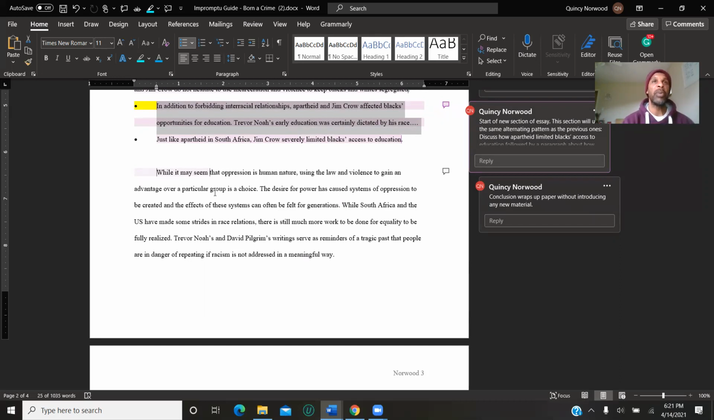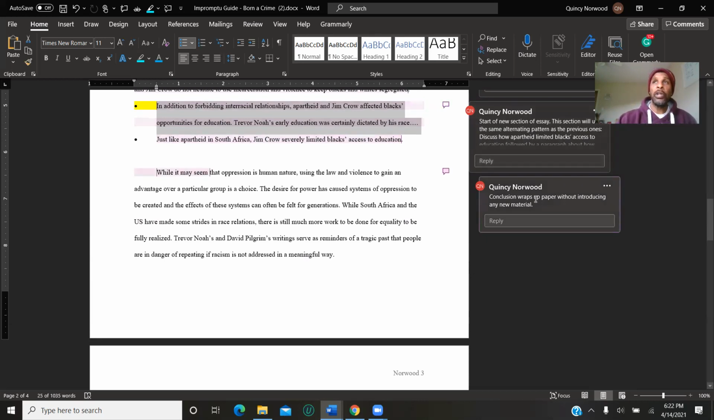While it may seem that oppression is human nature, using the law and violence to gain an advantage over a particular group is a choice. The desire for power has caused systems of oppression to be created, and the effects of these systems can often be felt for generations. While South Africa and the US have made some strides in race relations, there is still much work to be done for equality to be fully realized. Trevor Noah's and David Pilgrim's writings serve as reminders of a tragic past that people are in danger of repeating if racism is not addressed in a meaningful way.